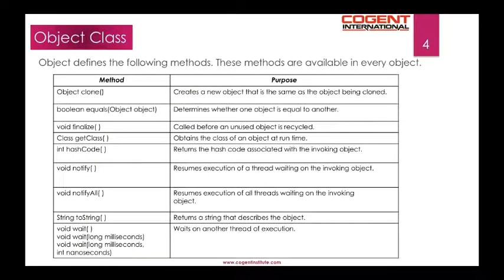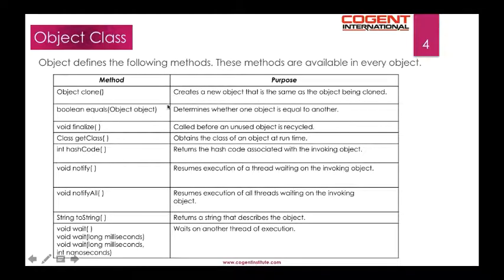The Object class defines the following methods. These methods are available in every object. Since any class that we define is a subclass of the Object class, all these methods can be accessed from that subclass. The method clone creates a new object that is the same as the object being cloned.